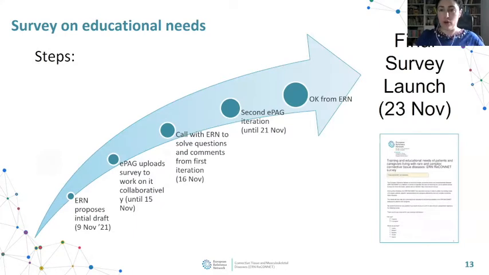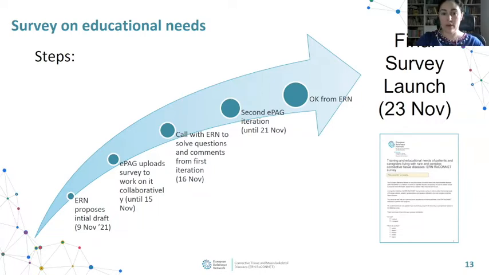So the steps we followed to build this survey: the ERN proposed an initial draft. I made a short timeline here so you see how we actually planned the survey. On the 9th of November, we received an email with the proposal of the initial draft. Then we uploaded it to work collaboratively, and we gave a date until the 15th of November so that all the ePAG representatives could look at the survey and give their input.